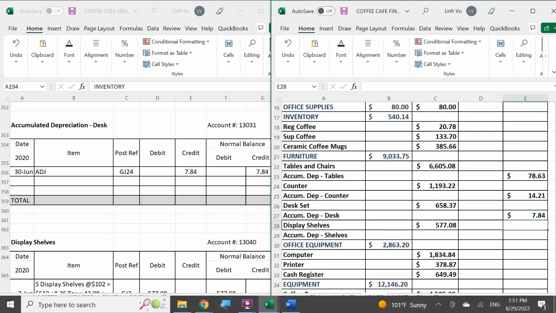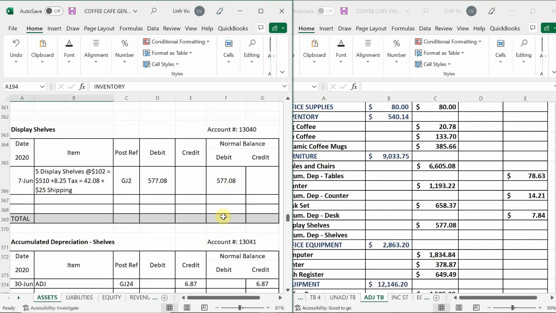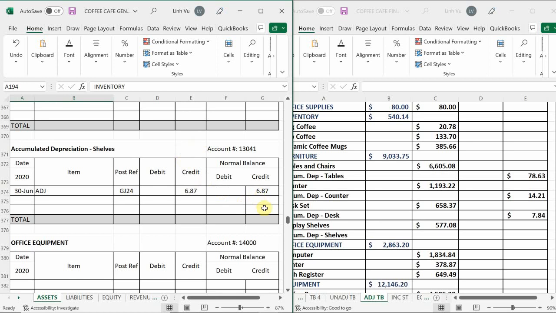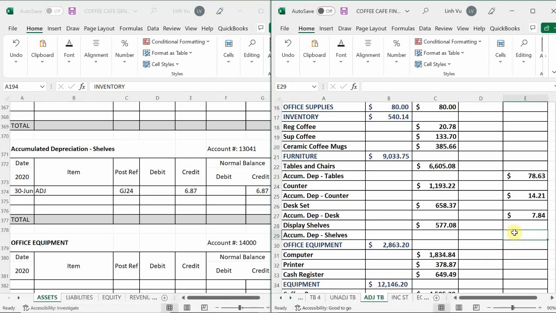Okay. And then last one is going to be my display shelves. I currently still have it at $577.08, but because I depreciated it, because I used it, for $6.87. Okay.